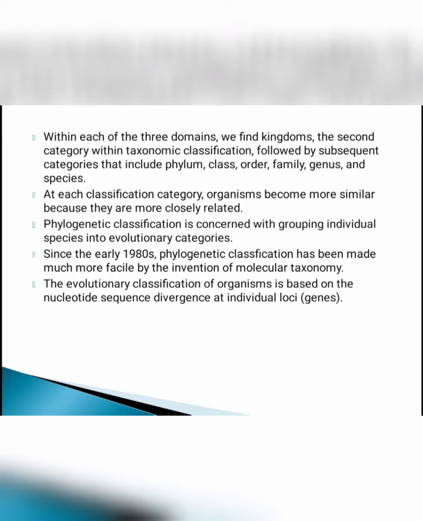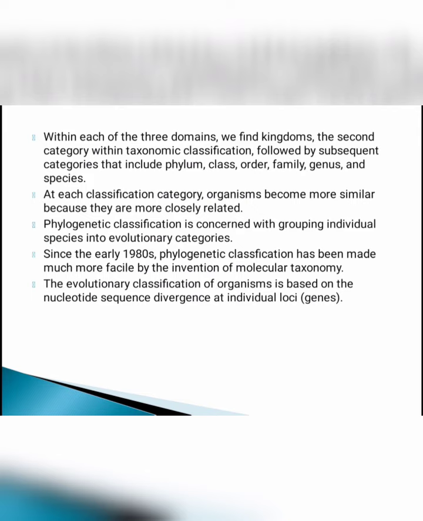We already discussed that taxonomic classifications are arranged in increasing specificity. First we discussed the origin, that is domain, and within these three domains, we find kingdoms, the second category within taxonomy classification. Then it is followed by subsequent categories such as phylum, class, order, family, genus, and species.